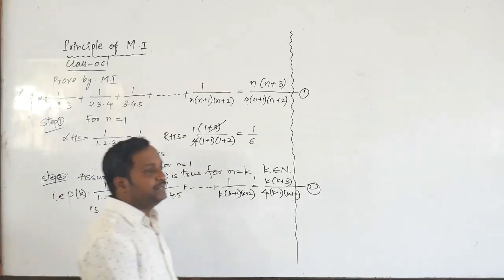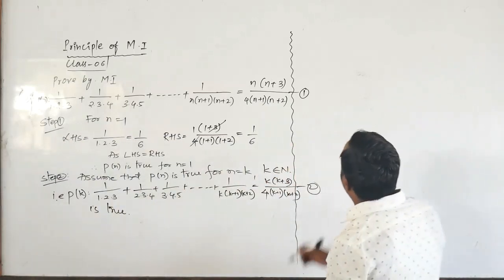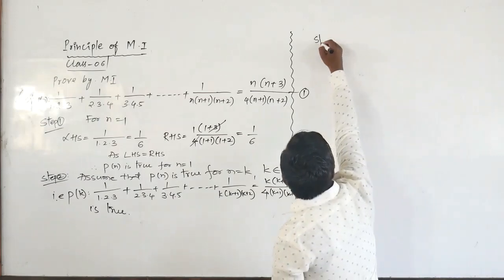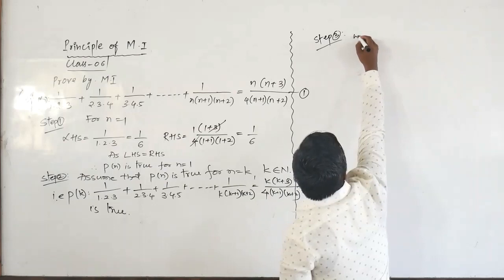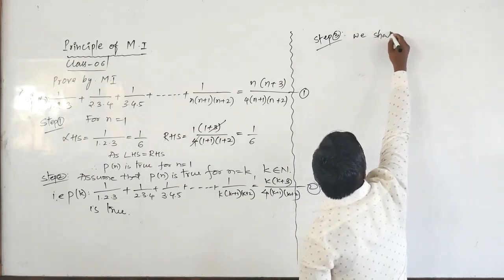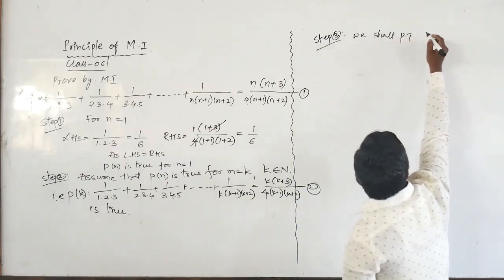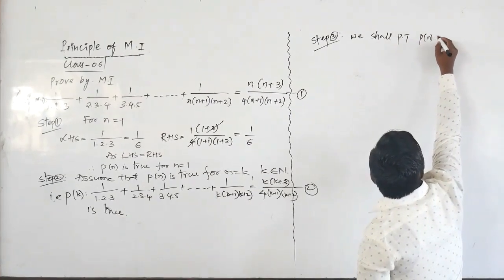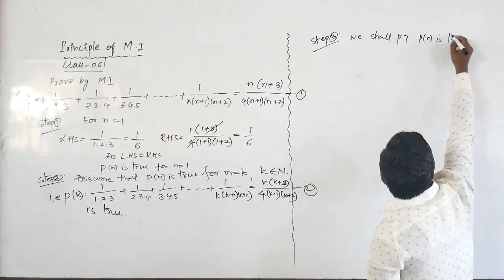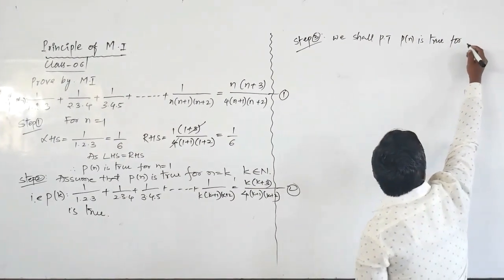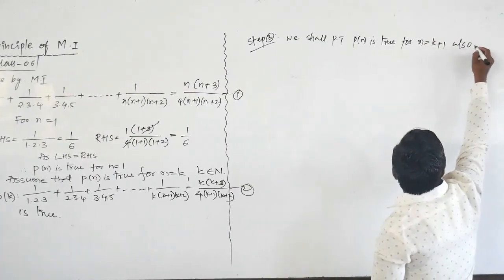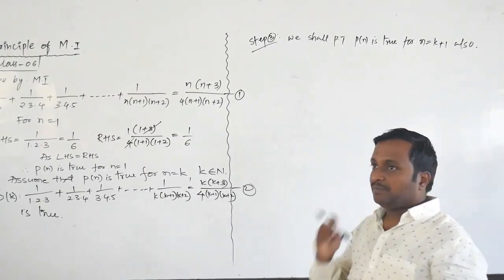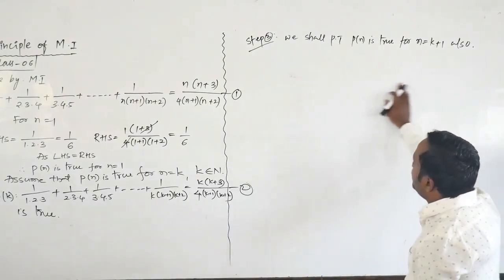Okay, step 3. We have to move on. We shall prove that P of n is true for n is equal to k plus 1 also. We shall prove that P of n is true for n is equal to k plus 1 also.